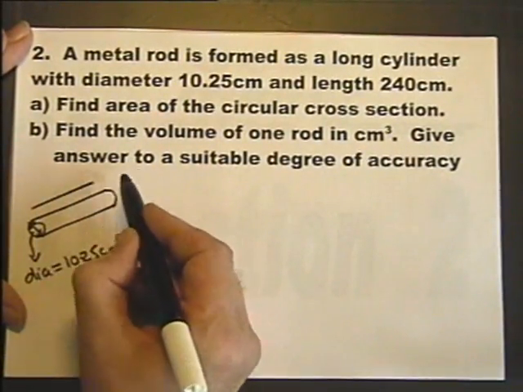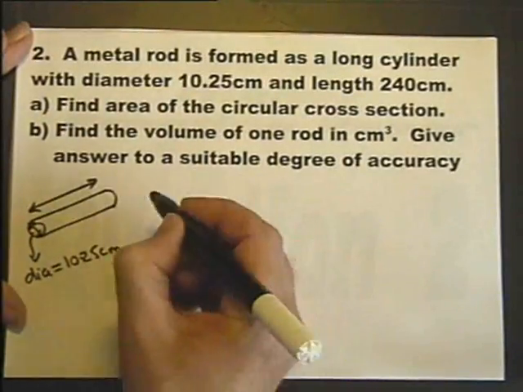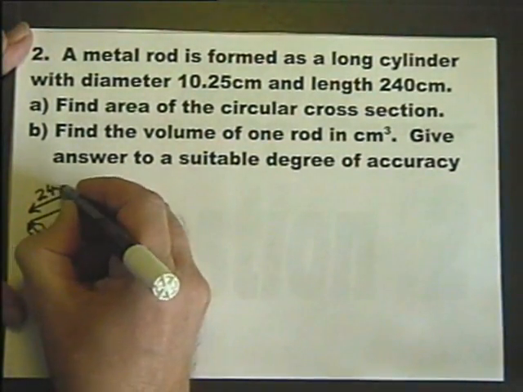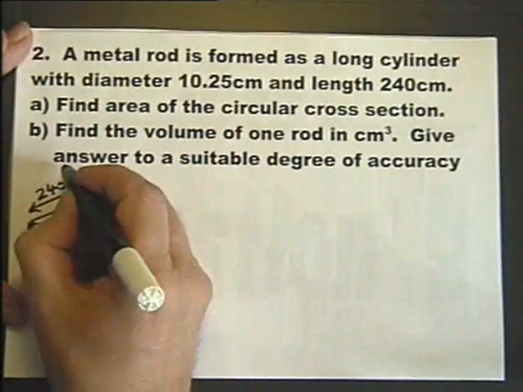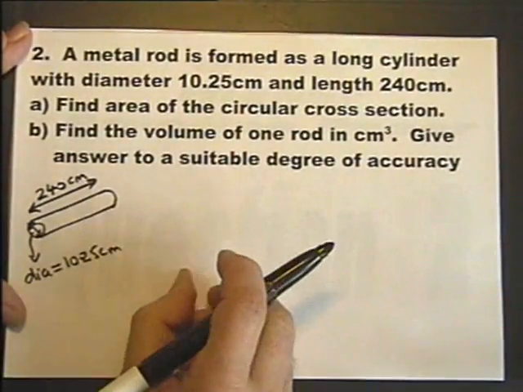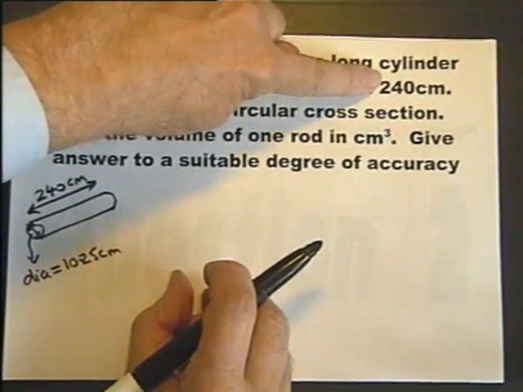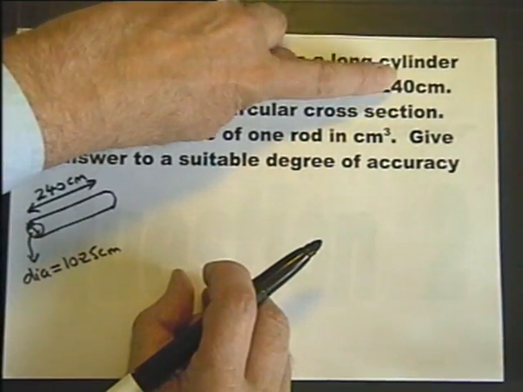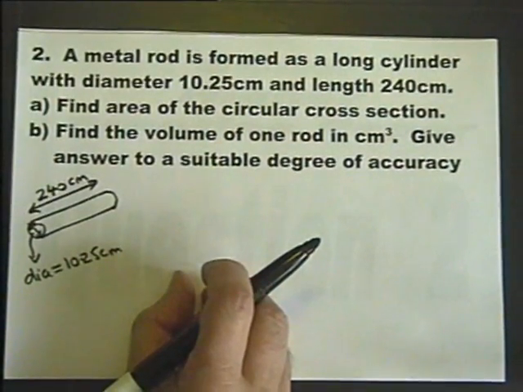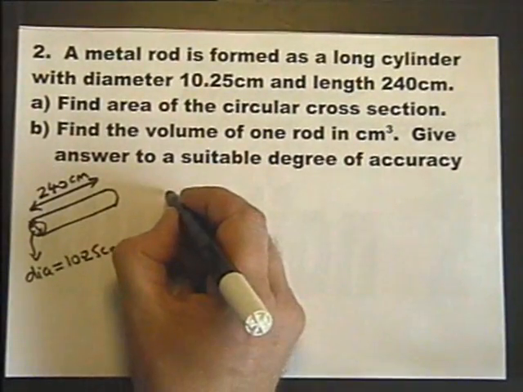And length. Another thing to look out for is the units. Are they both in the same units? If they are, things will be easier. If they're not, if that was 2.4 meters, then you might have to consider writing in centimeters. Just a point to make, I suppose.